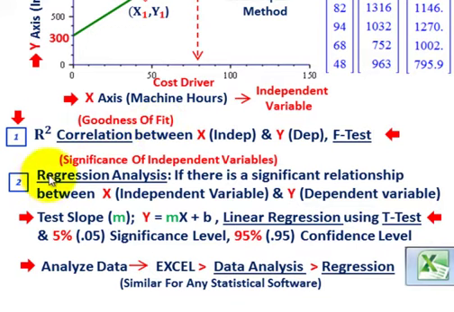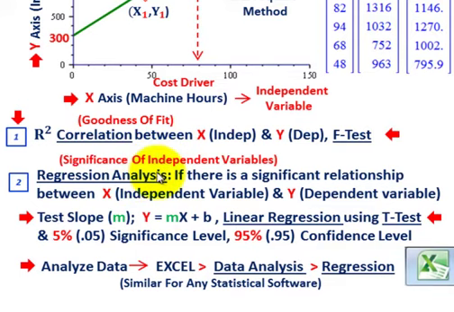Then our second test is really regression analysis, and that's where we're looking at the significance of the independent variable. In this case, the independent variable is machine hours, which we're using to try to predict indirect manufacturing labor cost.